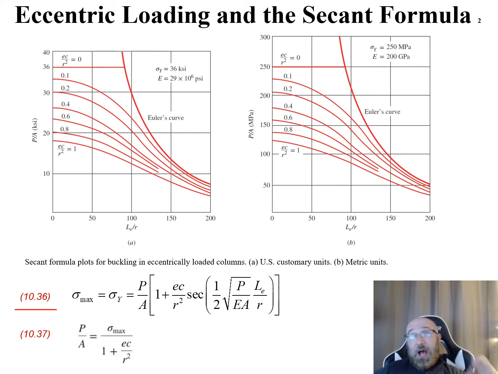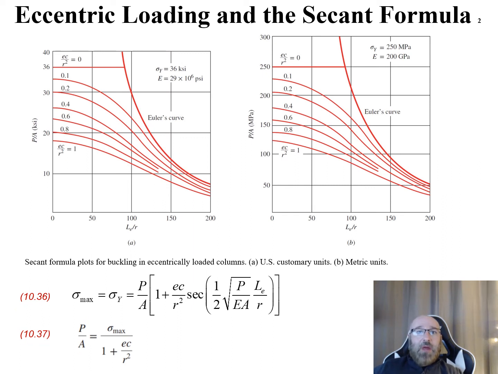These curves make it possible to determine the load per unit area, our P over A, which causes the column to yield for given values of those ratios we just talked about: LE over R, our slenderness ratio, and EC over R squared. For smaller values of the slenderness ratio, the secant is almost equal to 1, so we can reduce equation 10.36 to equation 10.37, and thus P over A can be assumed to be given by sigma max over 1 plus EC over R squared. So let's take a look at these plots a little more closely.